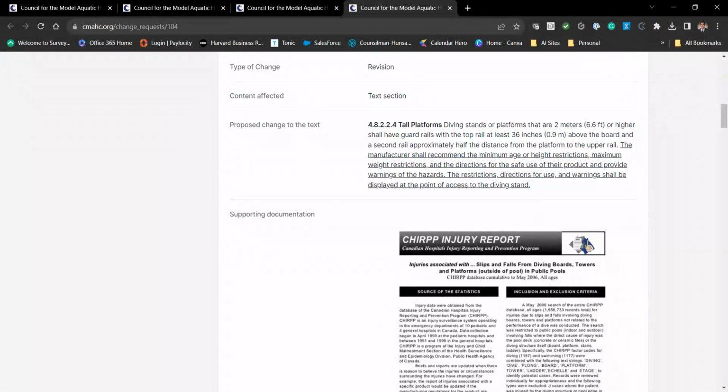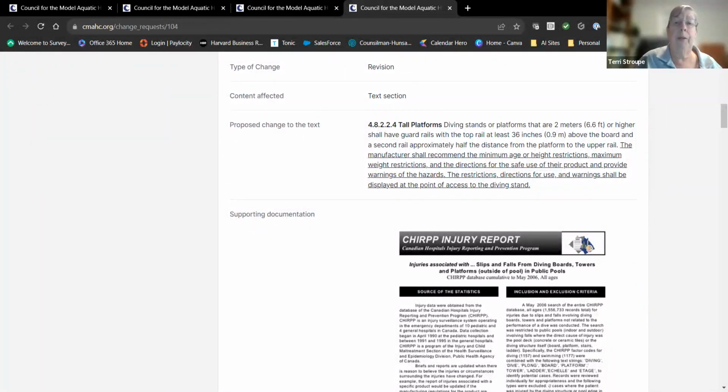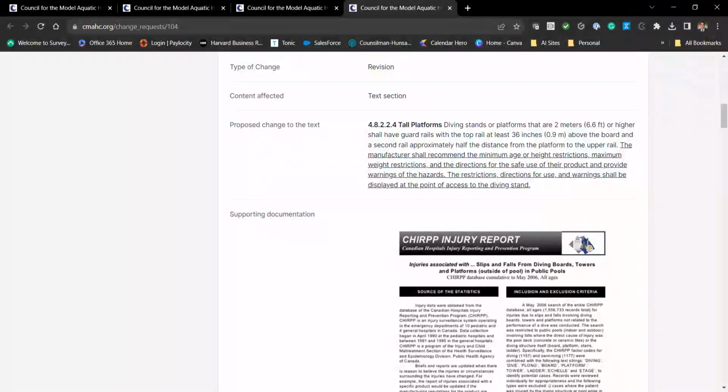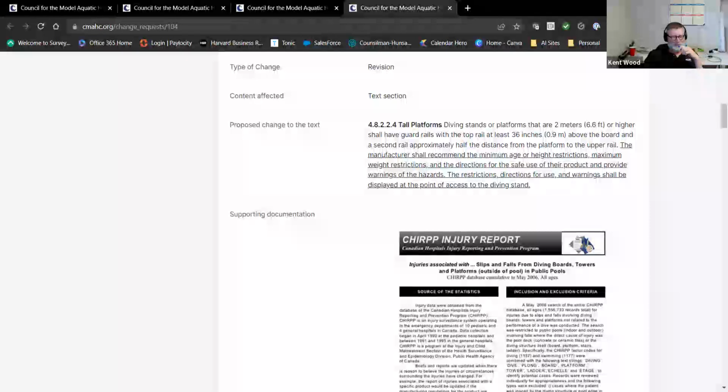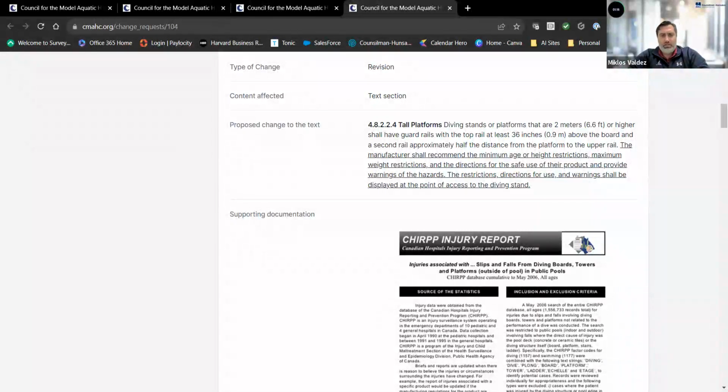I think so. That would be my evaluation too. But the age and weight would probably vary by product, which falls into the manufacturer's purview. Correct. So yeah, this one's got issues. Right. Any other comments? Go ahead and take a vote. Anyone in support of this CR?